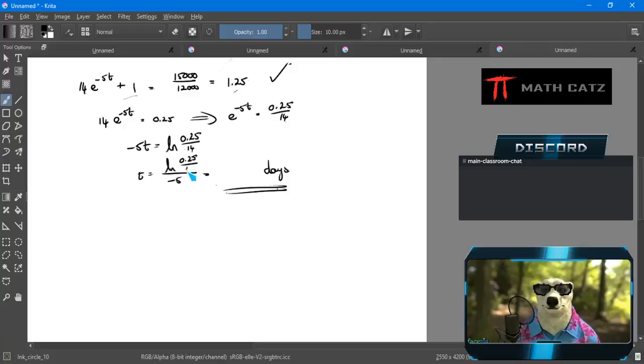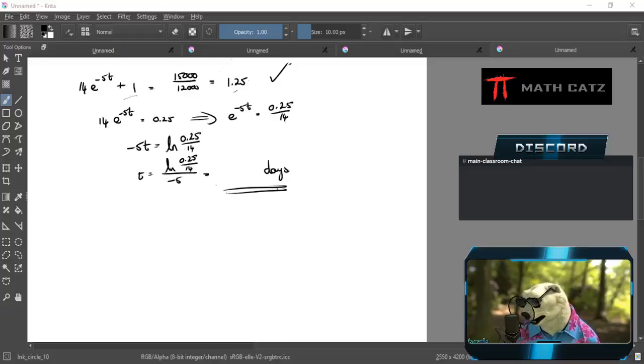And so we want to divide both sides by negative 5. And let's see what we get. Natural log of 0.25 divided by 14. And we're dividing all of that by negative 5.